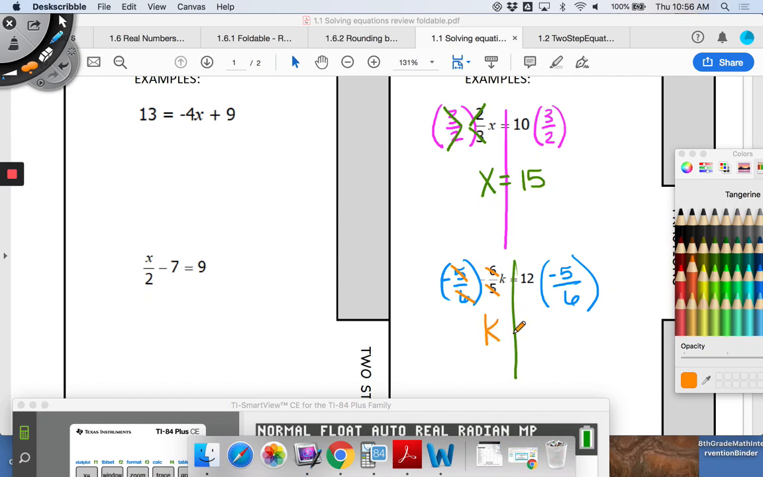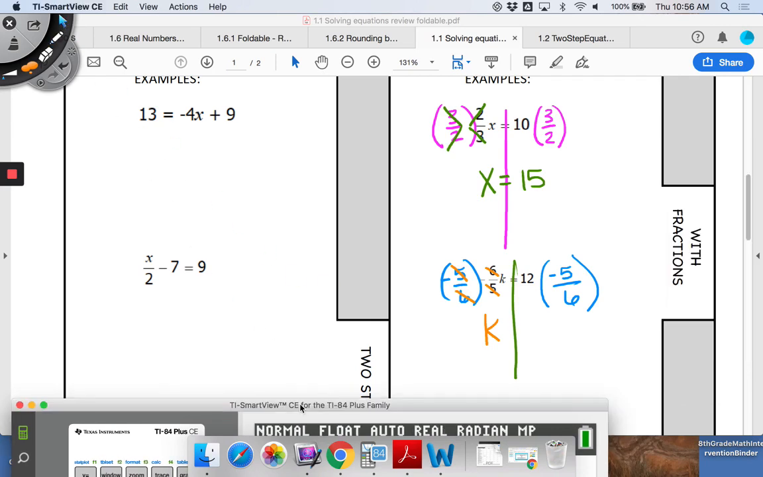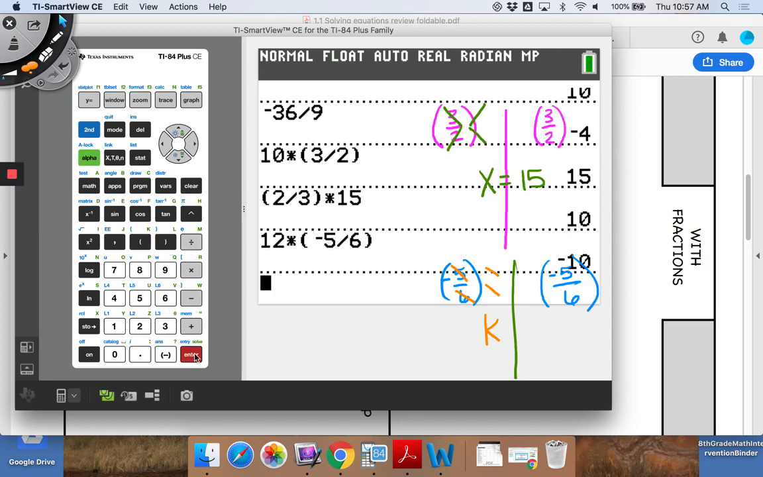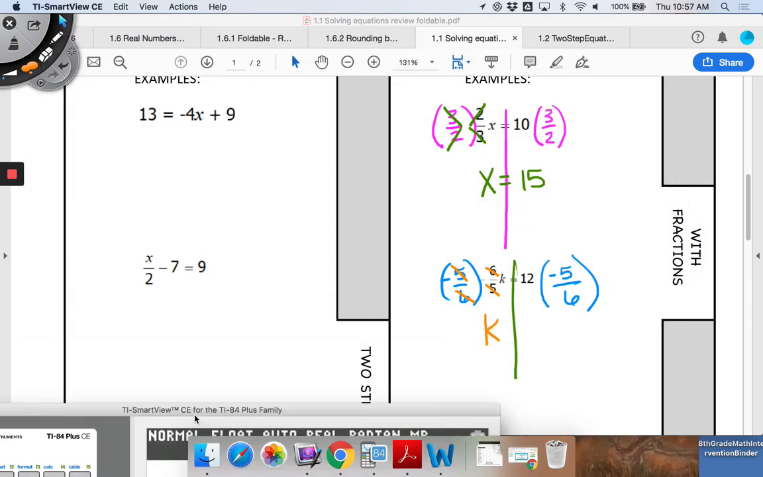Now in my calculator, we're going to type in 12 times negative 5/6. So we type 12 times, open parentheses. The negative sign is down below the 3. You have to use the negative sign in this case and not the minus, or it's going to mess it up. So negative 5 divided by 6, close parentheses, enter, and we get negative 10.